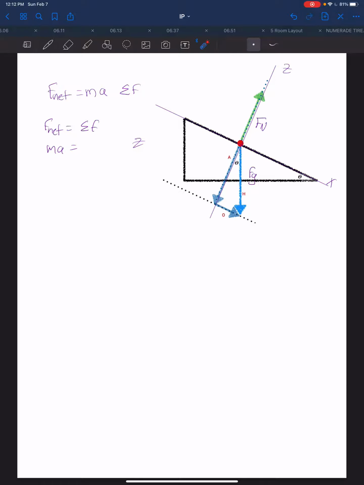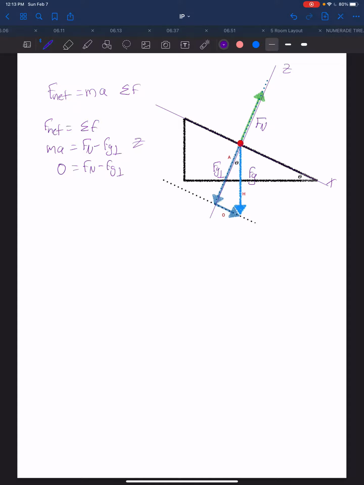So if we look at the z direction, the acceleration in the z then is going to be due to the force normal minus the force of gravity perpendicular. And if that acceleration is 0, that means that that term is 0. And that means that the force normal minus Fg perpendicular equals 0.